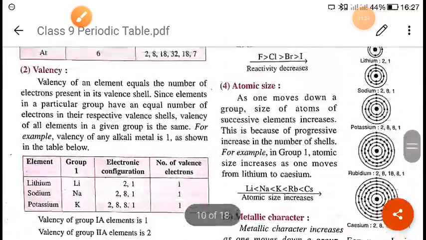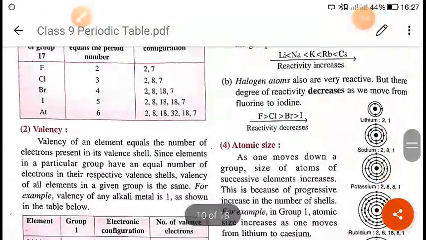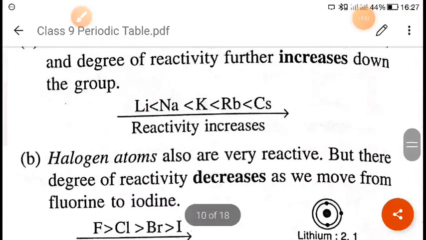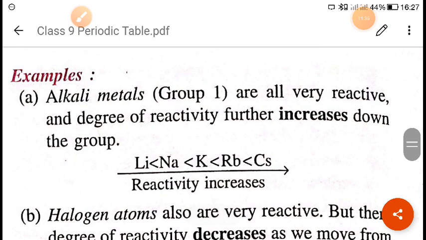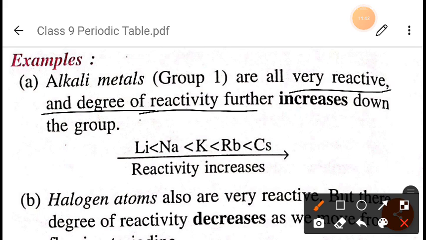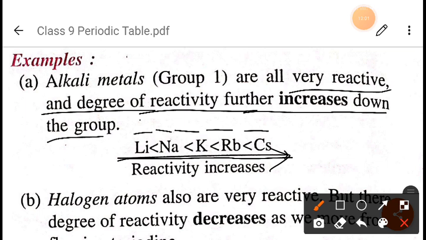Now the next property. One very nice example is given here. When we talk about the alkali metals, which are group 1 metals, they are very reactive, right? And the reactivity increases down the group. Means what? If we are moving from lithium to sodium, after that potassium, rubidium and cesium, the reactivity will increase, okay? The reactivity will increase when we go down the group.